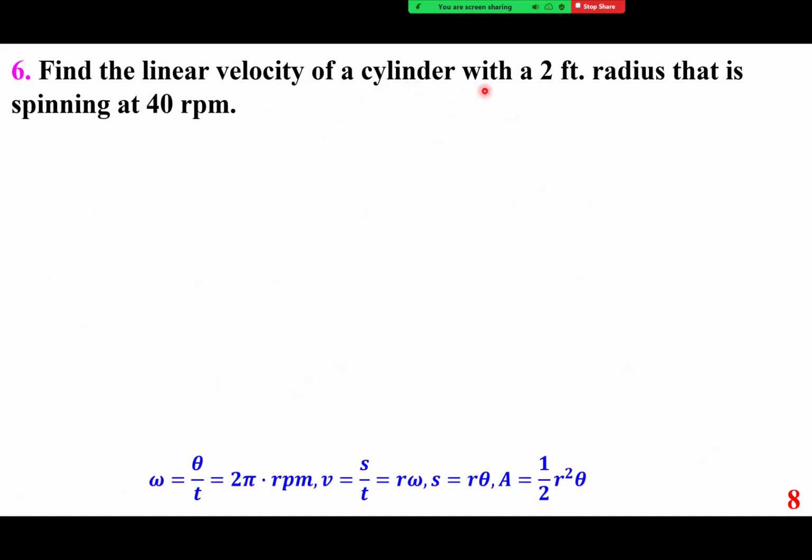Find the linear velocity of a cylinder with a 2 feet radius that is spinning at 40 RPM, revolutions per minute, my apologies. Okay, so let's write down what's given. R is 2 feet. Omega is 40 RPM, revolutions per minute. Linear velocity V is missing. So given R is 2 feet, omega is 40 RPM, linear velocity is missing.